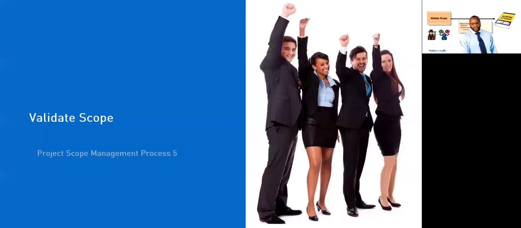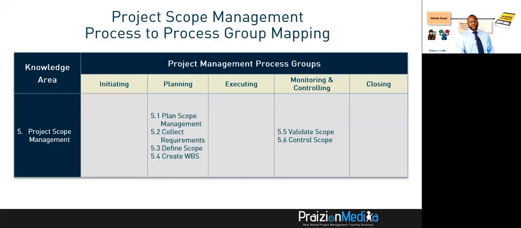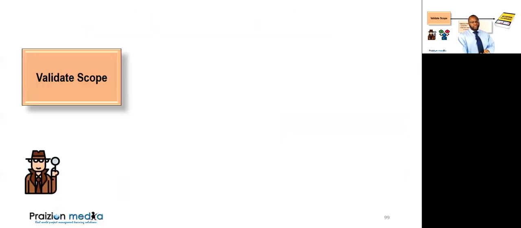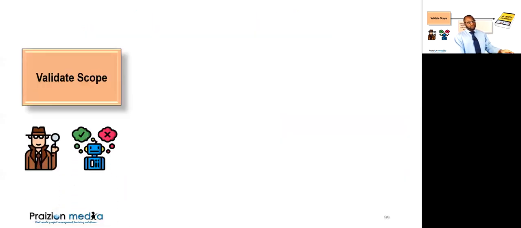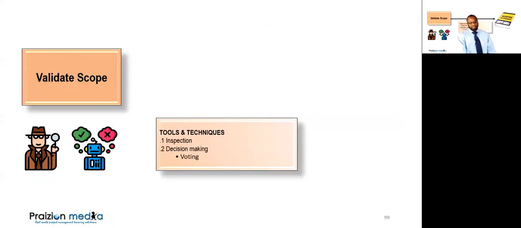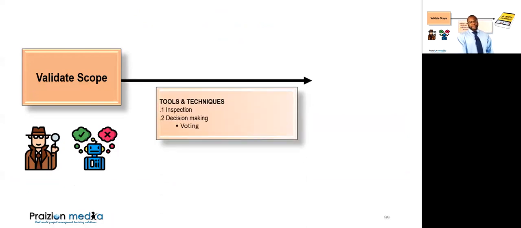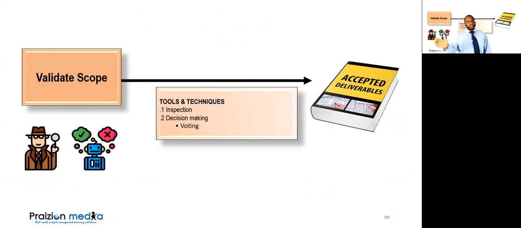So validate scope, okay? Validate scope is where you begin to shift towards the left of the table. You can see we are now in monitoring and controlling. So it's a monitoring and controlling thing, okay? In validate scope, as I said, you're going to use inspection, decision making. Is it a yay or a nay? What does this look like is a question I typically get.